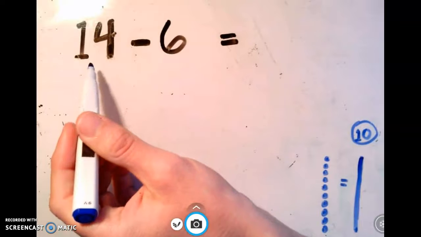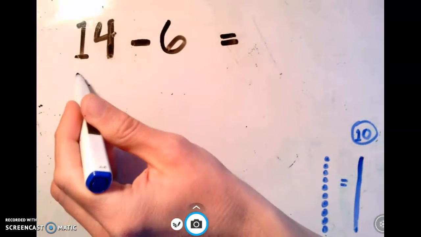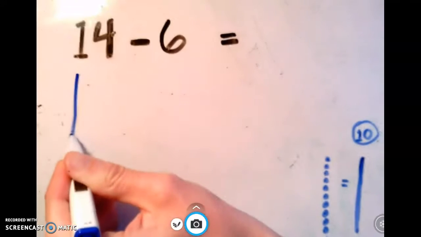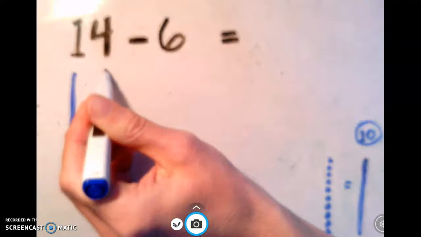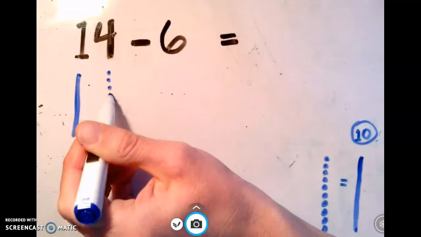Our number that we're subtracting from is 14. So you're going to draw 1 ten and 4 ones.